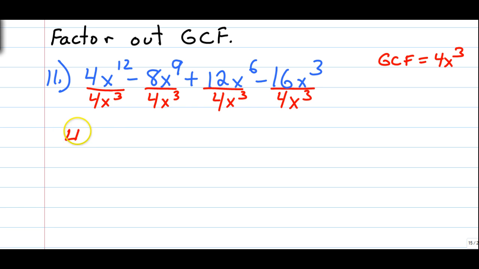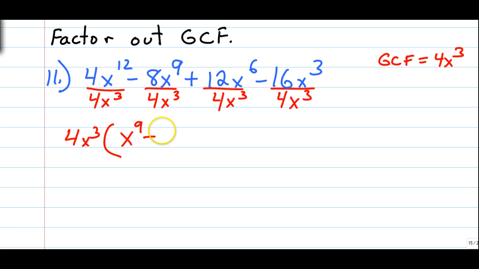So this 4x to the 3rd power has been pulled to the outside. When we look at the 4 dividing into the 4, it creates a 1. Then we have an x to the 3rd divided into an x to the 12th. When we're dividing and we're dealing with exponents, we subtract the exponents from one another. So 12 minus 3 leaves us with 9. So this is x to the 9th power. Carry down that minus sign.